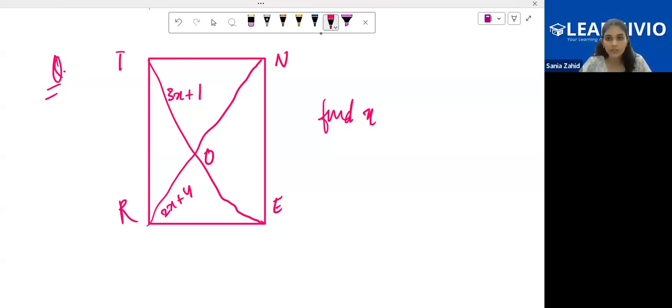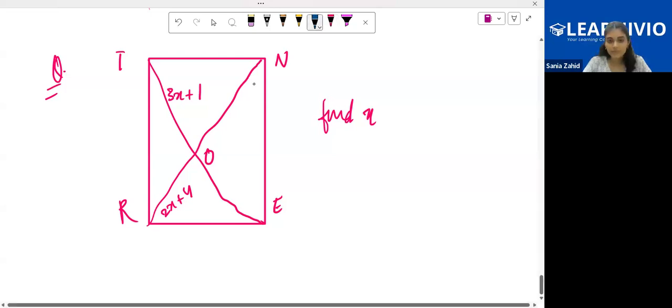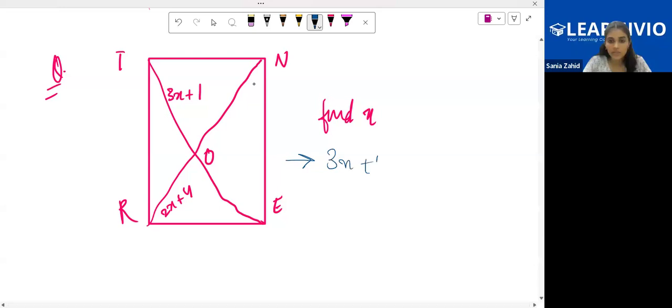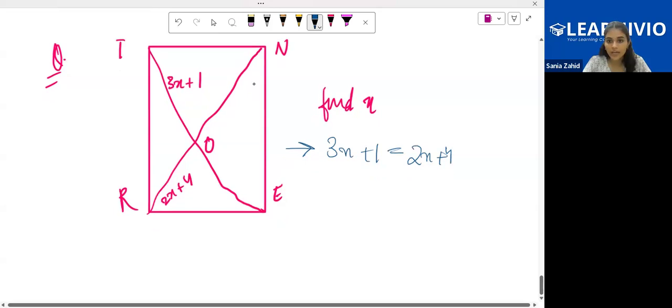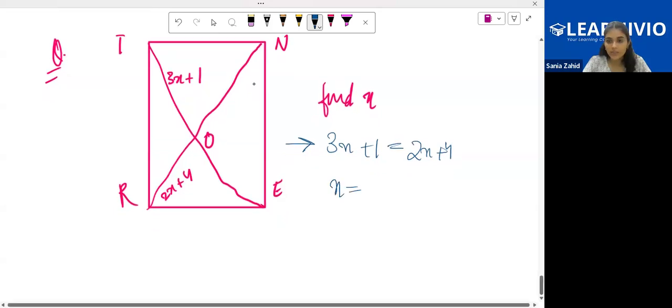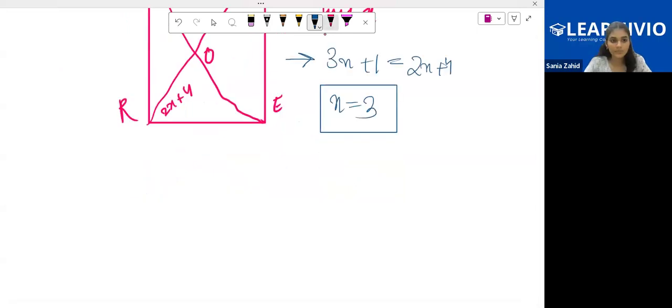So tell me, what's the value of x? Ma'am, x is equal to 3. Okay, and Ramiz, you? I got x equals 1. How come? Okay, how have you both calculated the answer? Ma'am, 3x plus 1 is equal to 2x plus 4. Then you minus 2x, and 4 minus 1 will be 3. So x equals 3. Right? So that is how you will get it. Okay, ma'am.